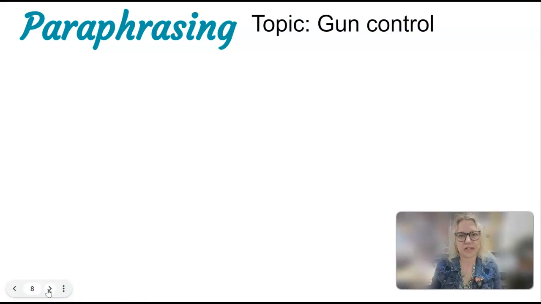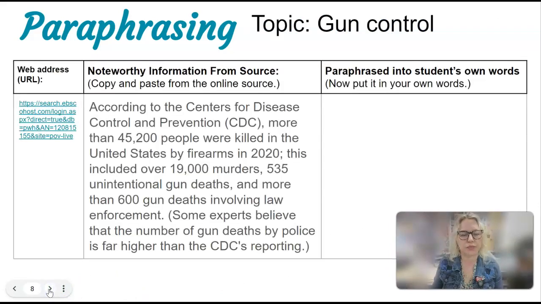All right, let's take a look at a sample. The topic is gun control. And so here are my notes. I have the URL copied and pasted right here. This is where this information came from. And then I copy and pasted this information from the article that you can find here into my notes right here. Now, because I can't plagiarize, I need to paraphrase. I need to put it in my own words on this side.